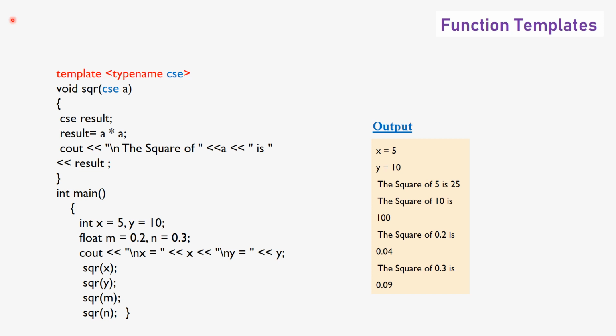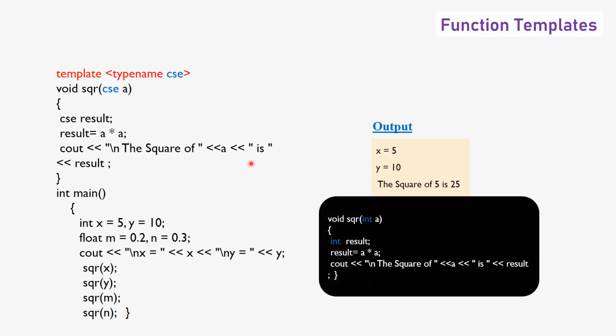For the third call of sqr, we will be passing a float variable. Now when we pass the float variable to the sqr function, all the CSC becomes float. So a is now a float variable, and the data type of result is now float. So float multiplied by float will be assigned to a float variable, and you can see the result: the square of 0.2 is 0.04. Similarly, another float variable will be passed to the function, and you can see the output.